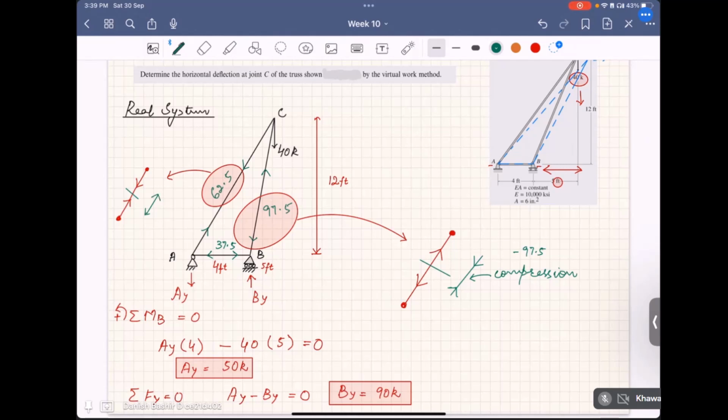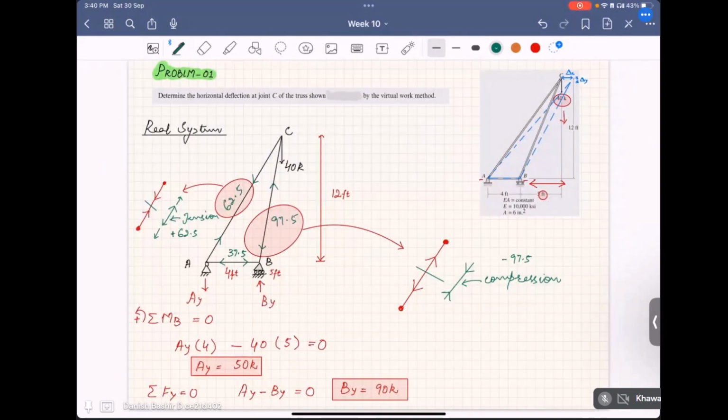So you should be seeing it's pulling the member in this direction. So it is actually tension. Okay. So it will be plus 62.5. So I hope this sign convention is clear to you, because I will not be repeating it in each and every problem. You have to remember this.